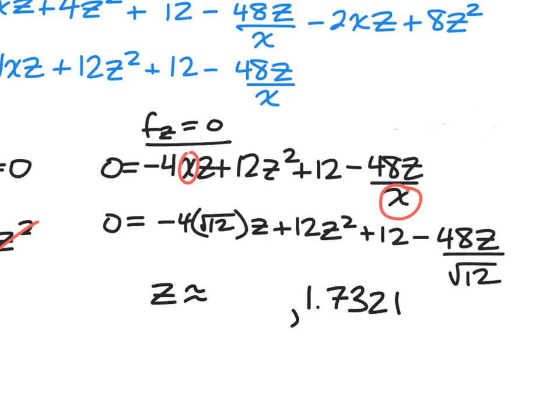Find the other one, because it's possible that they both make sense. Maybe you have a couple of different parameters that'll make this box have a maximum volume, but maybe you don't. Maybe it's just the one. So 0.5774 approximately.